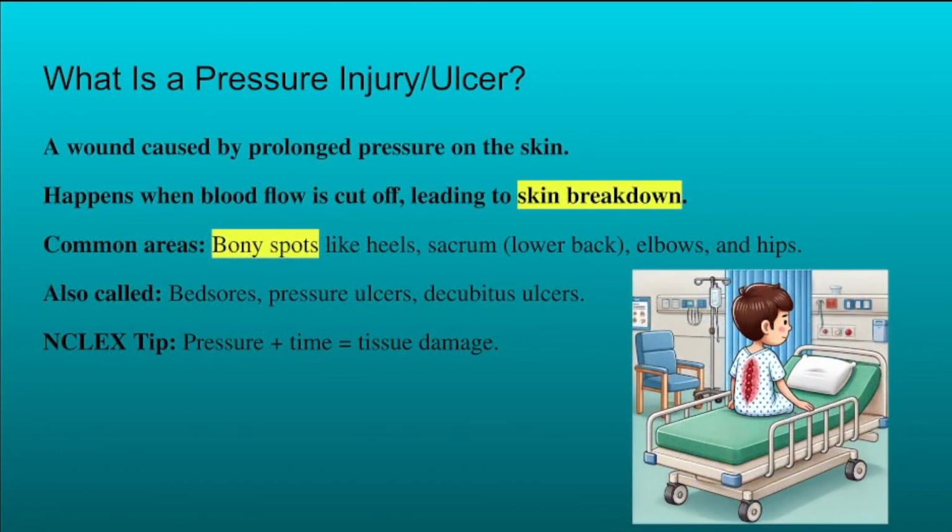So what is a pressure injury? Well, a pressure injury is basically a wound caused by prolonged pressure on the skin. So what happens is blood flow is cut off, which leads to skin breakdown. And the common areas this happens is bony prominences such as the heels, the sacrum or lower back, elbows, hips.